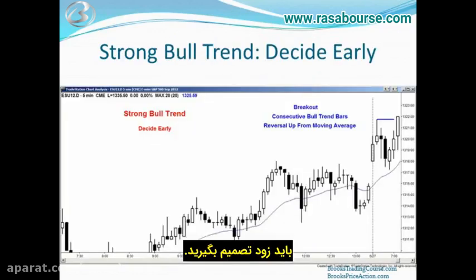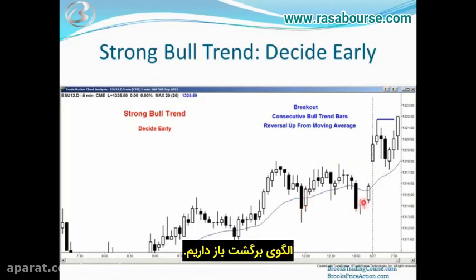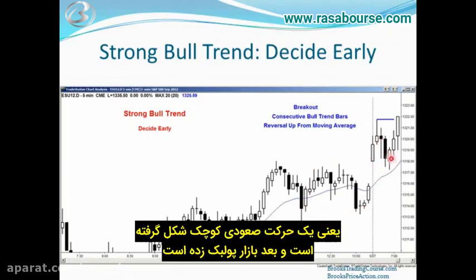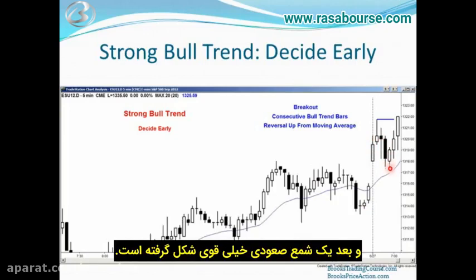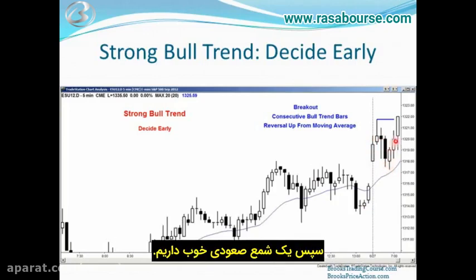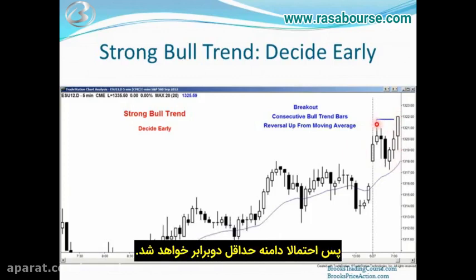And you have to decide early. All right, we have a gap up and a high 2 from yesterday's close, and we have an opening reversal. We had a little push up and then a pullback near the moving average with a very strong bull bar, another okay bull bar, and then we have this bar closing on its high.